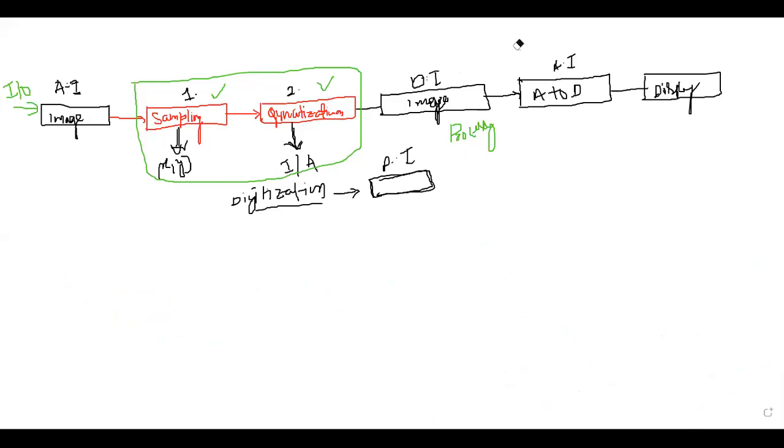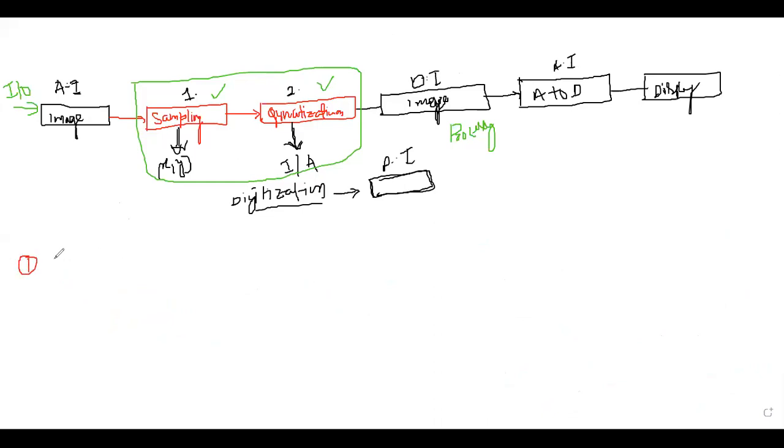Now this is a very important question because they will ask this question every time. What do you mean by sampling and quantization, or how do you convert analog to digital? So before understanding sampling, let me explain the theory of sampling. What do you mean by sampling?